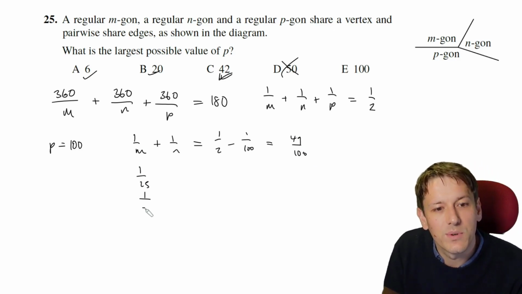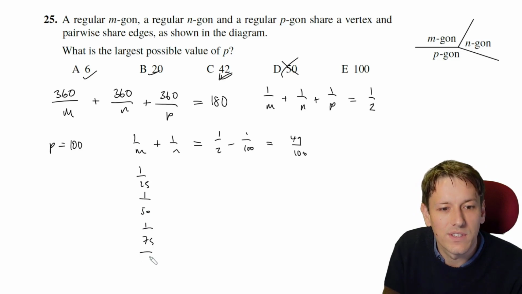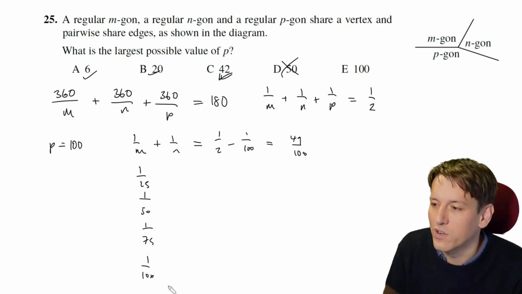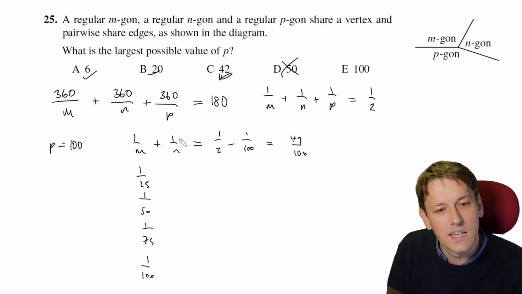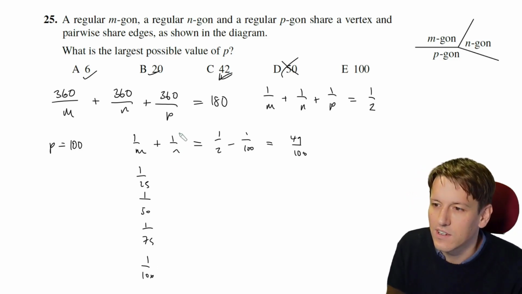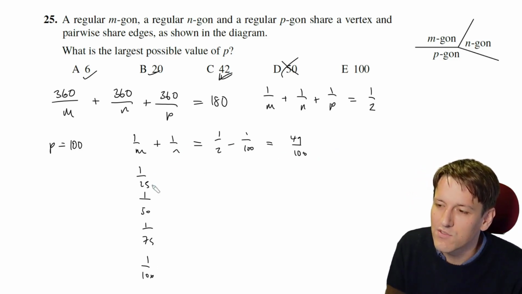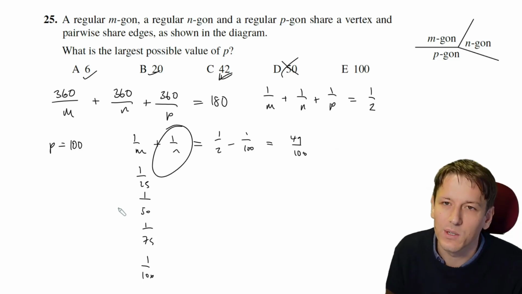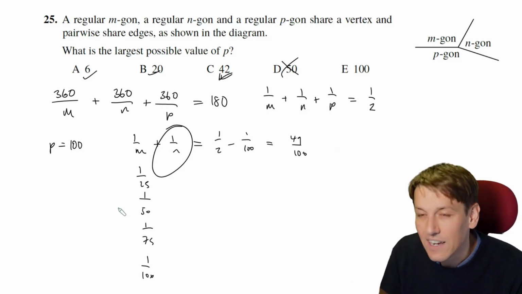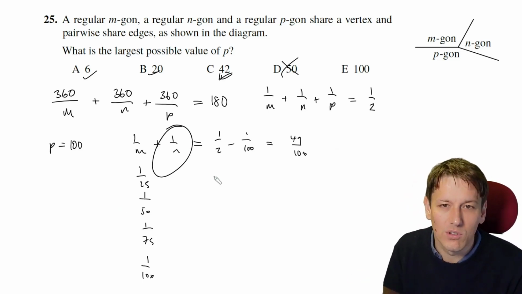it's either got to be 1/25, 1/50, 1/75, or 1/100 for one of these, and I'll just leave you to check that when you do 49 hundredths minus each of these fractions, you don't get something you can write in the form 1 over n, and so we can just see that those cases are all impossible.